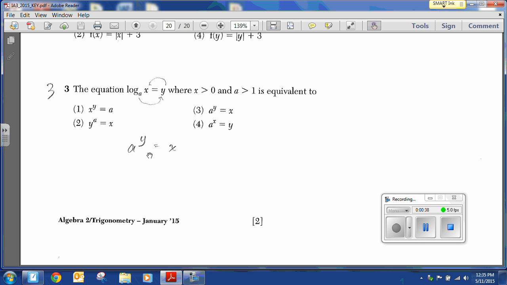Number three, this is classic around the world. A to the y equals x.